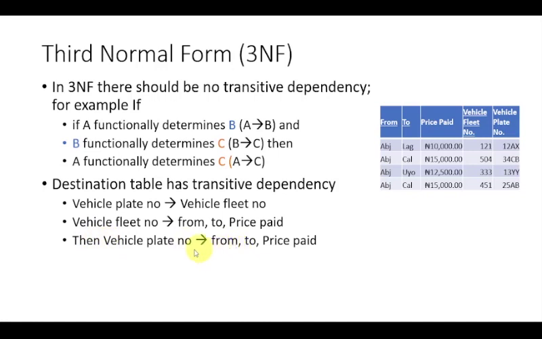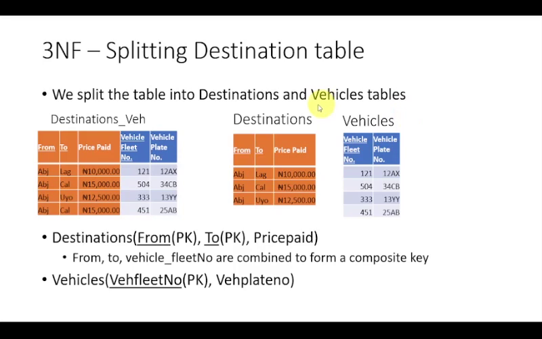So the vehicle plate number determines the fleet number, and the fleet number determines the from, to, and price. In this very information here, fleet number, from, to, and price, we also have an issue where the fleet number determines from, to, and price. Even if you look at this, it creates some problems, because definitely it doesn't belong there. So what we need to do is to split the destination table.